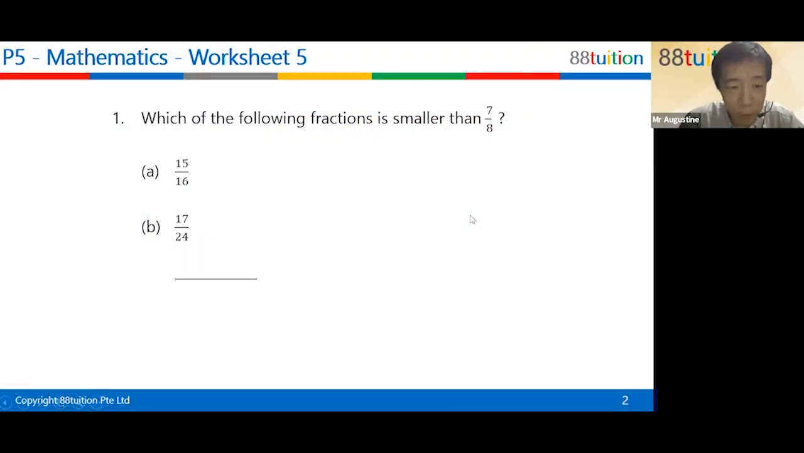Okay, let's start with some short questions to kick us off this evening session. Which of the following fractions is smaller than 7 out of 8? 7 out of 8. So how do we make that comparison? Just one or two very short steps will do, and we'll get the answer. Which one do you think is smaller than 7 out of 8?